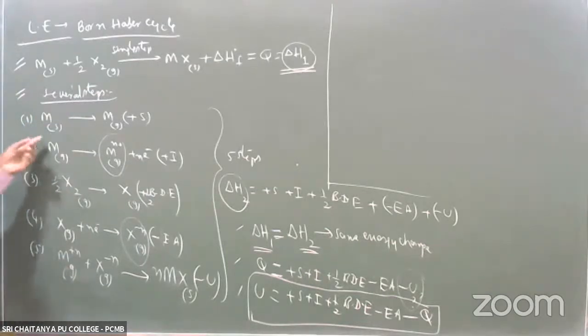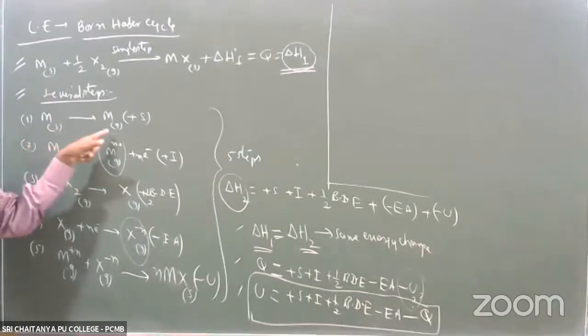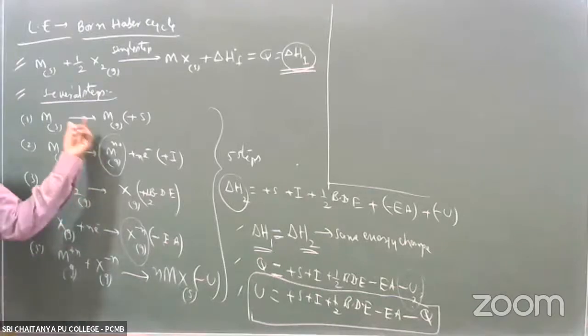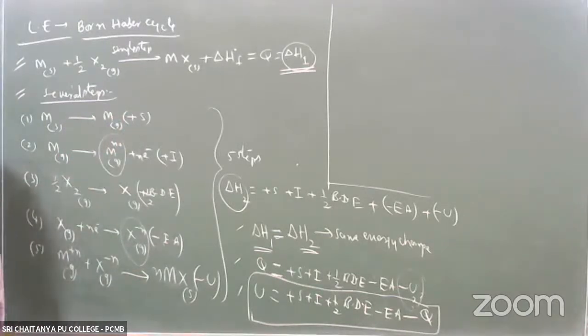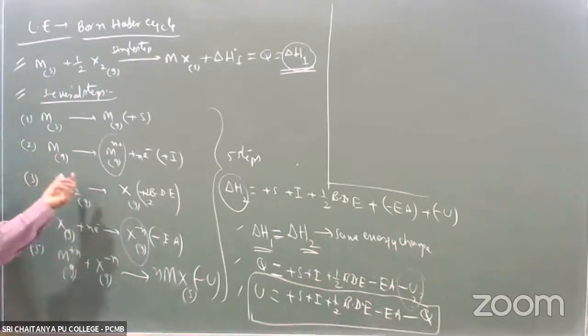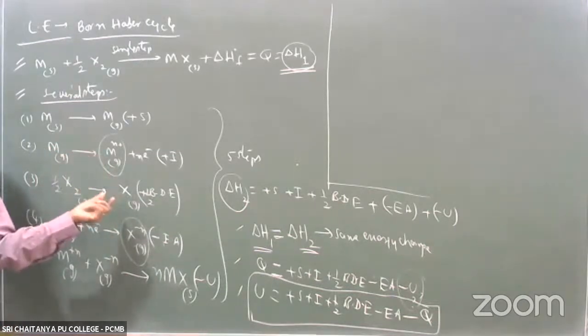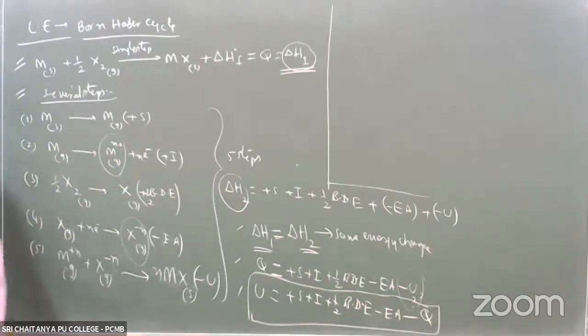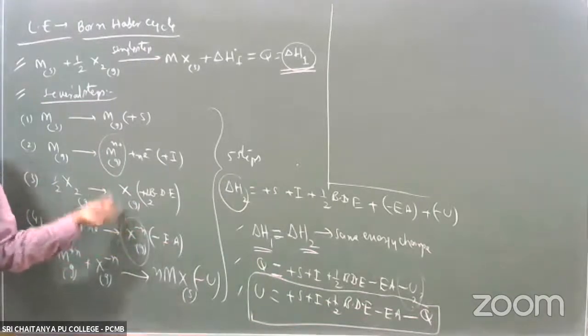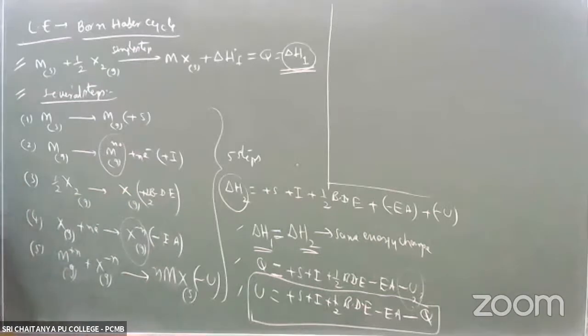That is, at the first step, the solid metal atom is converted into a gaseous metal atom. The required energy we call the sublimation energy. Then the gaseous metal atom loses n number of electrons and is converted into a gaseous stable metal ion. For that, the required energy we call the ionization energy. Then the non-metal gaseous molecule is converted into non-metal gaseous atoms. For that, the required energy is called bond dissociation energy.